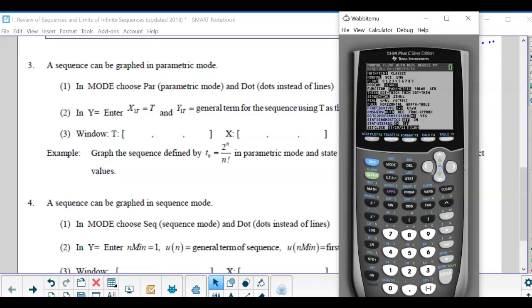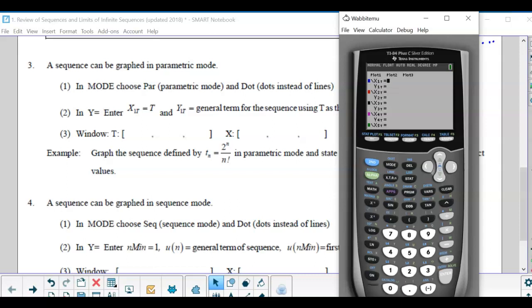So it says thick dot, thick, thin dot, thin. I'm going to do a dot thick so I can see them. You might not have the choice of thick dots, just do regular dots. Okay, so now when you change that mode, when you go to your y equals, it's going to look different. It's going to be x1t, y1t.